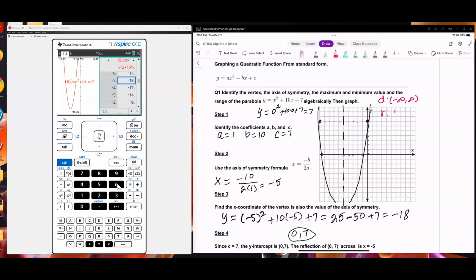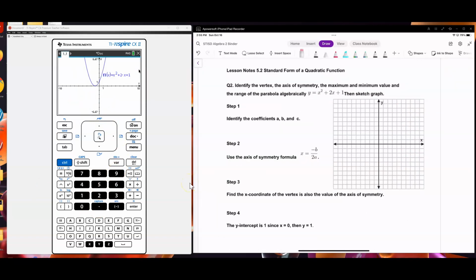We know that the range is y is greater than or equal to the lowest point, -18, and that is a minimum. It's a minimum point. We also know that the axis of symmetry is x equals -5. And we do know the vertex. Unfortunately, we're not able to see it in this picture, but I did graph it over here on the left. Here is the vertex, -5, -18.